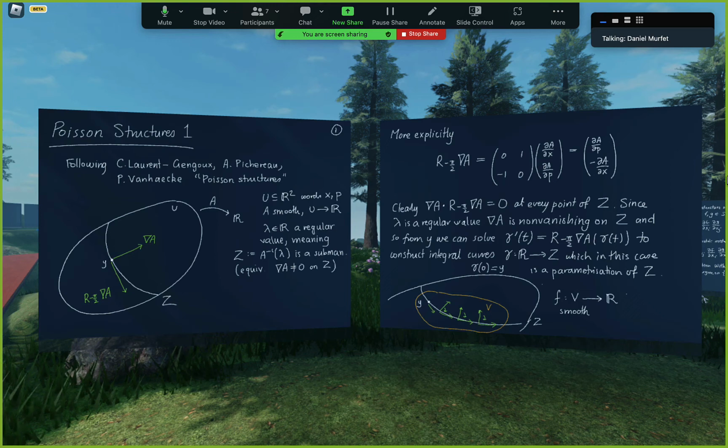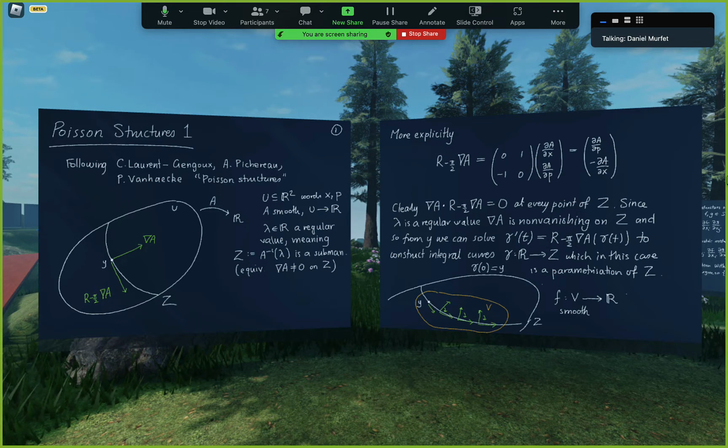So we're going to continue with Poisson structures. I'll spend the first few minutes recalling what we did last time. So we started by motivating Poisson structures by talking about the problem of taking a smooth function A on some open subset U of a manifold, I'll say R2 in the diagram on the board here, and rotating that in some way to get a vector field on the level sets of A.